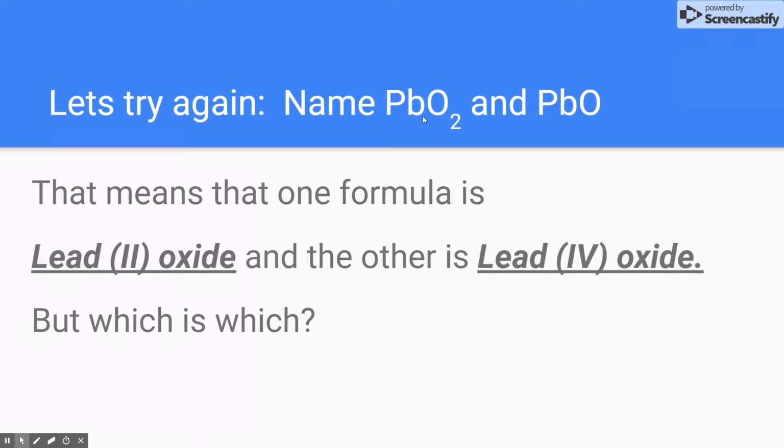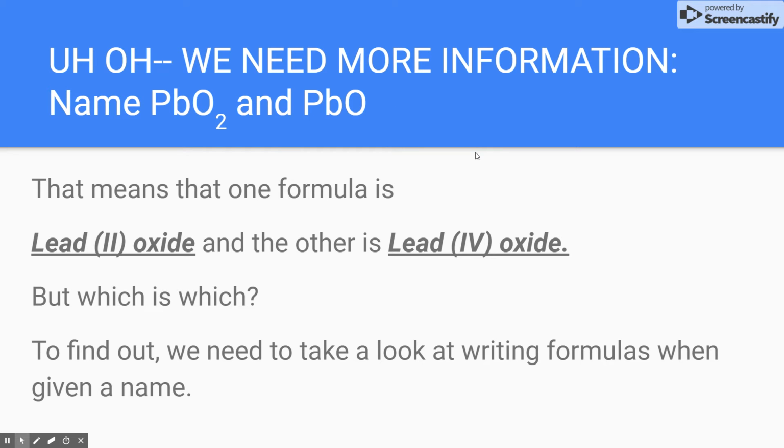So if we're going to try to name these, that means one of the formulas is called lead 2 oxide and one of the formulas is called lead 4 oxide. But now we still have another dilemma. We know that they're both lead 2 and lead 4 oxide, but which one is lead 2 and which one is lead 4? Okay, we're going to need a little bit more information. So to help us out with this, we're going to switch gears for a minute and take a look at writing chemical formulas when you're given a name.